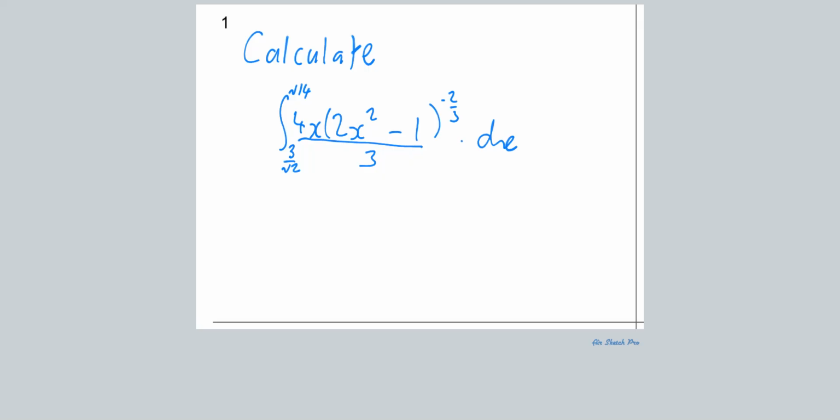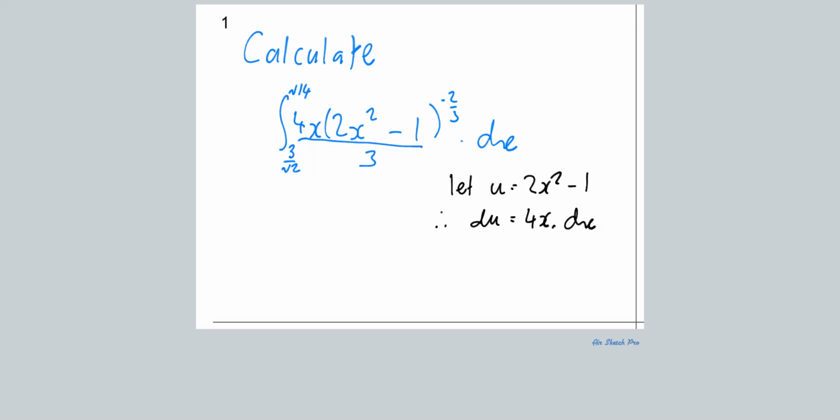So we do our usual setup. I might just go to black so it stands out from the problem. Let u equal 2x squared minus 1. Therefore, du is equal to 4x, that's just the derivative of 2x squared, and minus 1 goes to 0, so that's not there. So it's 4x dx. And there's the 4x there, so that's good to know.